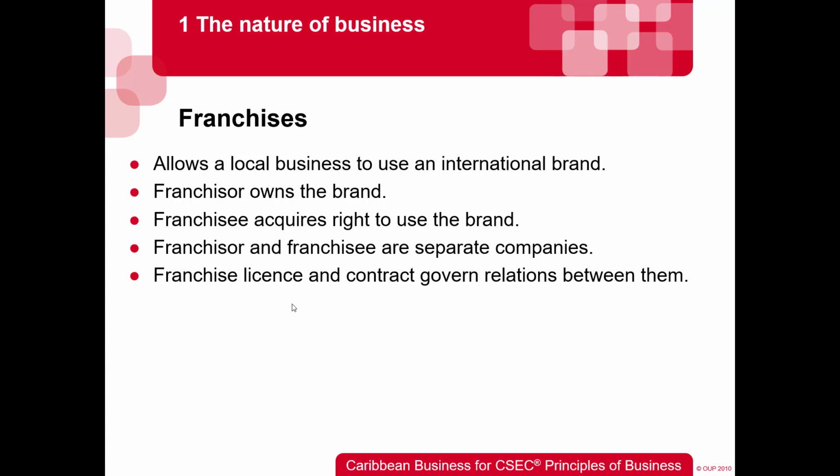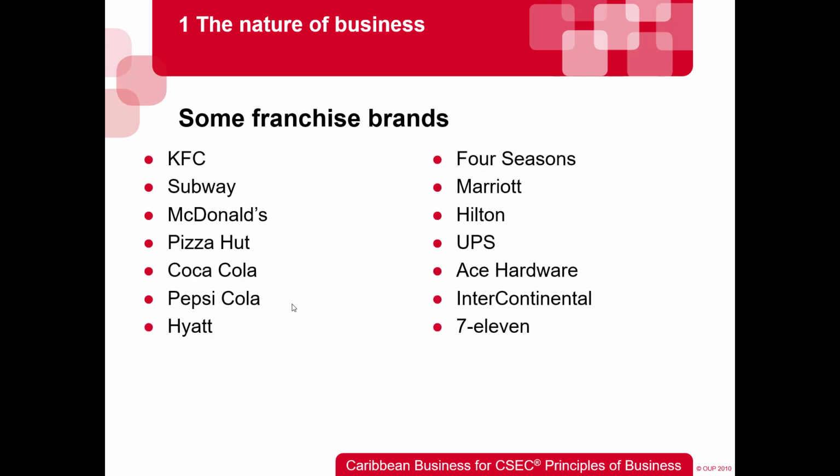Let's look at some examples of franchises so that you can have a clearer understanding as to what we're talking about. We don't want to deal in any abstract here. So some of the most popular franchise brands out there, you have a lot of fast food restaurants. You have your KFC, Subway, McDonald's, Pizza Hut, Coca-Cola, Pepsi-Cola, Hyatt, Four Seasons, Marriott, Hilton, UPS, Ace Hardware, Intercontinental, 7-Eleven. Those are some very popular franchises out there.